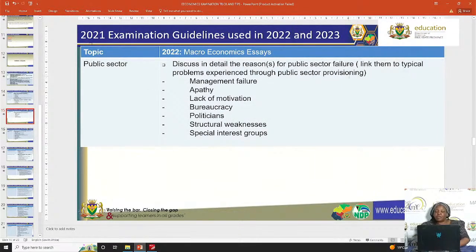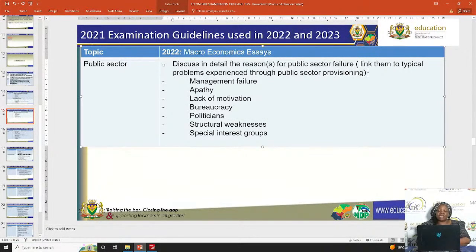Public sector, there you must be able to do the public sector. Sometimes it becomes a challenge for other teachers to say, but they talk public sector, they are also talking public sector provisioning. But it is also stated in your examination guideline that you can actually link the public sector failure and provisioning, as these are related. If the government is not able to provide certain services, it is leading to public sector failure. Public sector failure reasons are also related to the provisioning.